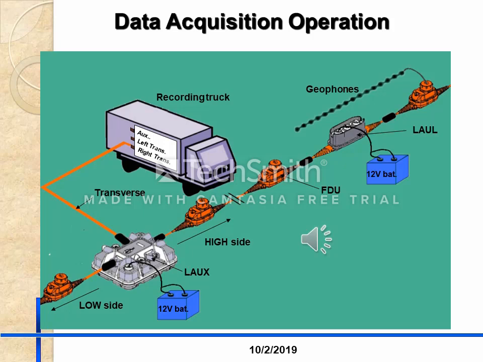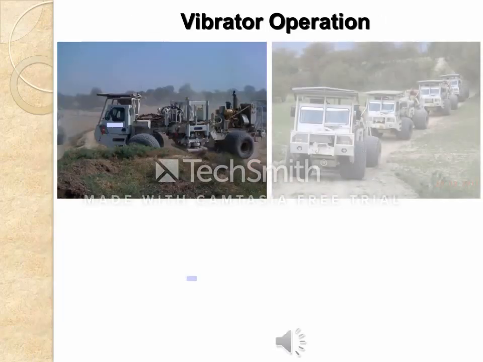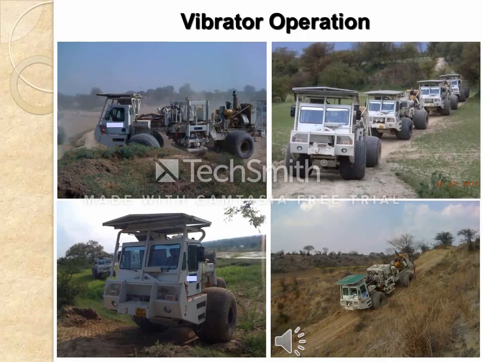From the logs we can see the high side means the end of the line, and the low side means the beginning or the start of the line. Both parts of the lines are connected to logs, which are connected with the recording truck, and it records the data and saves it.